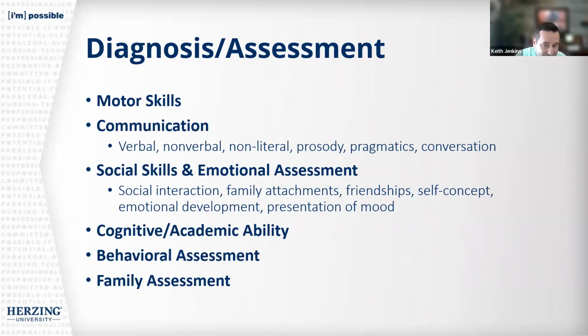Their cognitive and academic abilities, and behavioral assessment. Due to their rigidity with certain things, this can result in major temper tantrums as a result. Also, as part of the behavioral assessment, you would look at their engagement with other children and yourself and their parents as the clinician. And of course, you always want to look at the family structure as a whole and do a family assessment also.